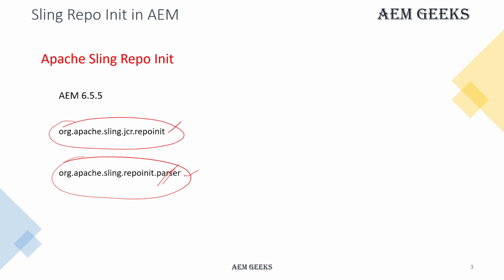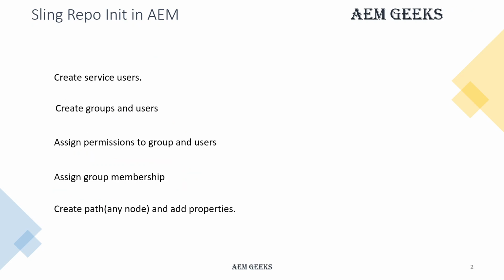I'm not writing the versions of these bundles because you might have a different version based on the service pack you have, but you should have a minimum of 6.5.5 to use this feature. Now let's go straight to AEM and I'll show you all these operations that I mentioned here as part of the demo.